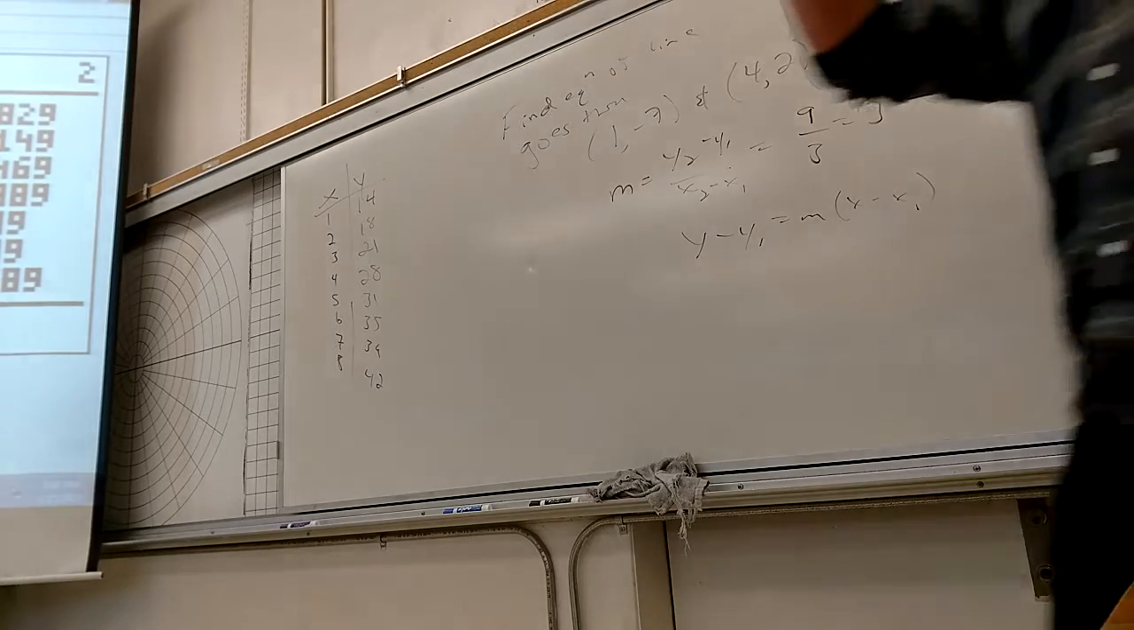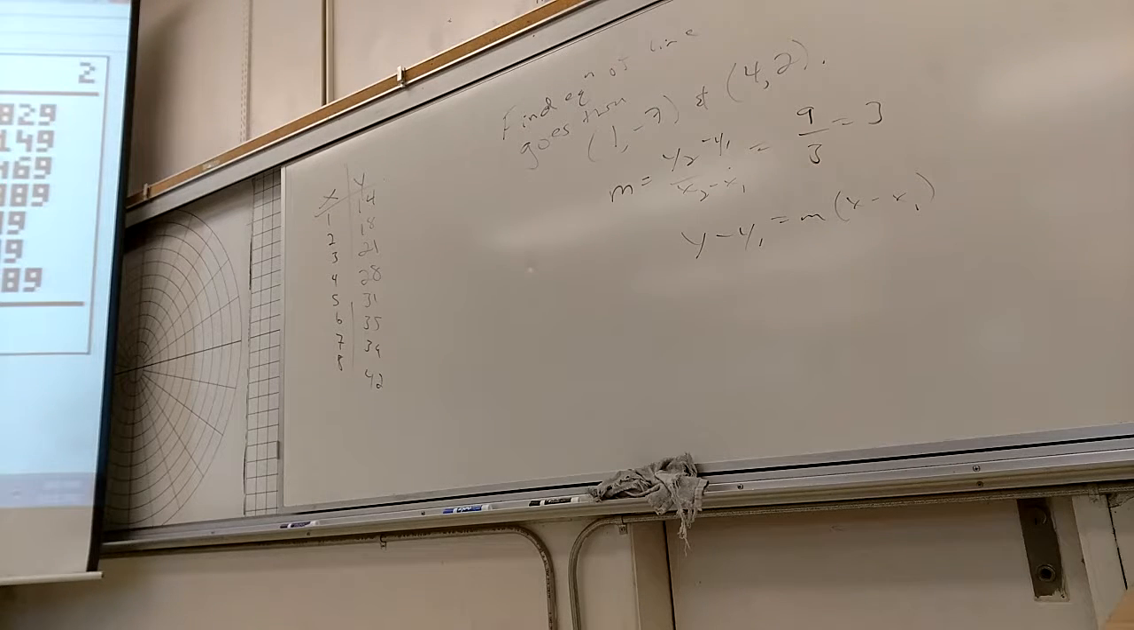Try to get it all the way to the point where you got the points and you got the line of best fit. This is what we did earlier.